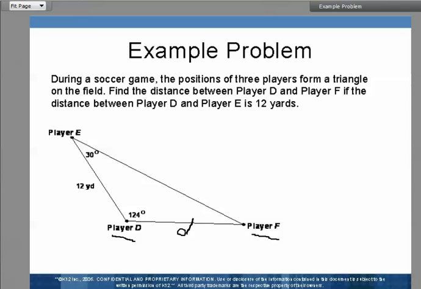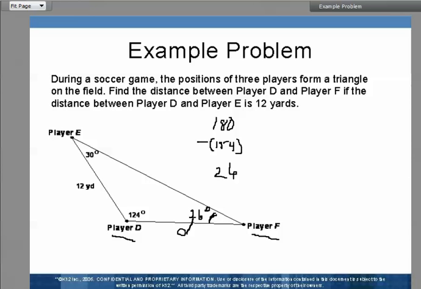law of sines here. Wait a second. I don't have all the things I need. I'm going to have to find this angle over here first. Oh, you know what? I do know that angle, don't I? It's 180 minus the sum of 124 and 30, 154. So what is that angle? 26 degrees. That's a 26-degree angle right there.